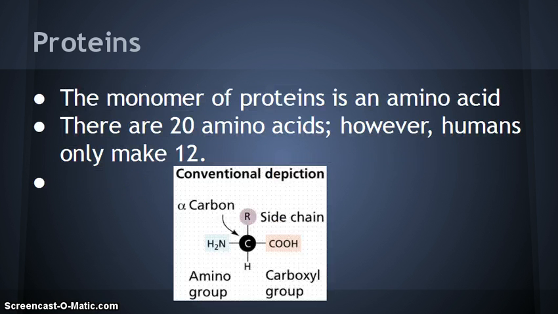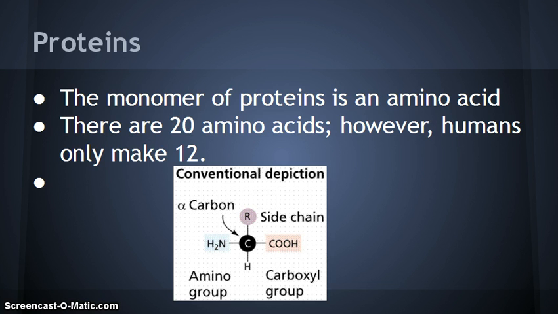So, proteins. The monomer of protein is an amino acid, and there are 20 amino acids. However, humans only make 12. So how do you think we get the other 8? If you said in your head or out loud that we eat them, you would be correct.